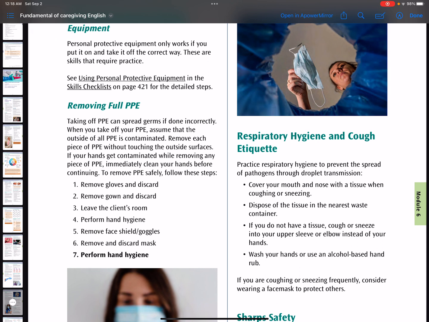Respiratory hygiene and cough etiquette. Practice respiratory hygiene to prevent the spread of pathogens through droplet transmission. Cover your mouth and nose with a tissue when coughing or sneezing. Or if you don't have a tissue, cough or sneeze into your upper sleeve or elbow instead of your hands. Wash your hands all the time.